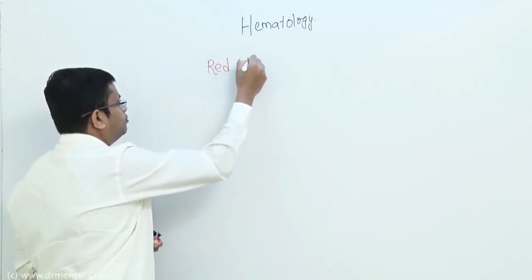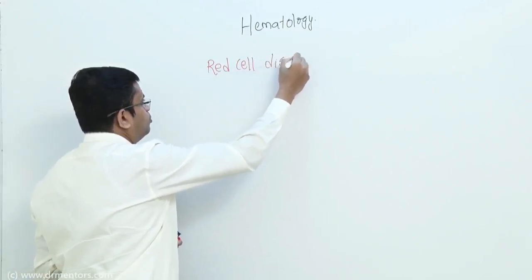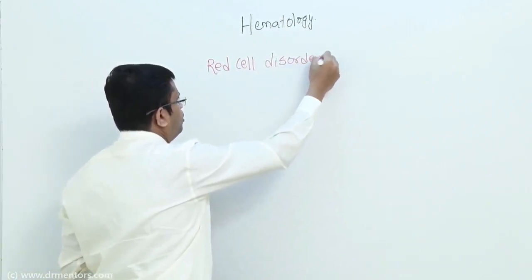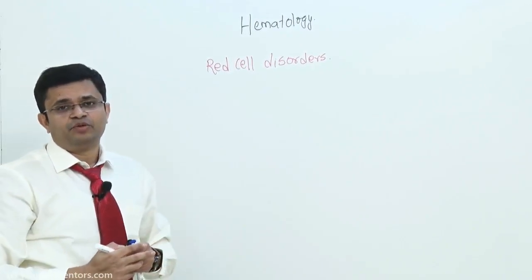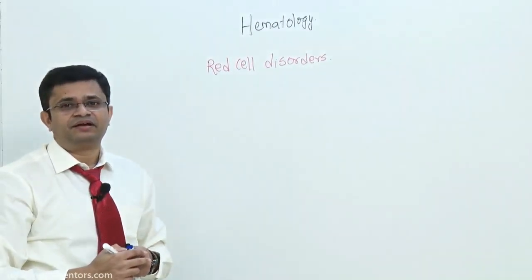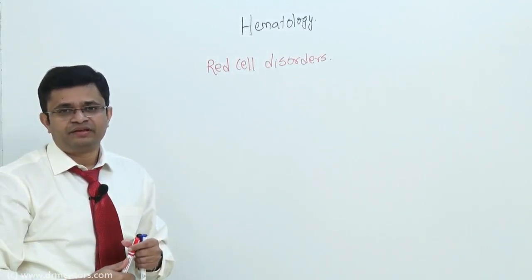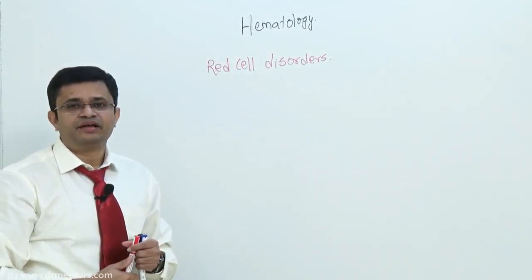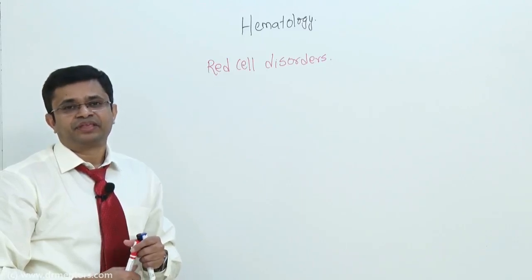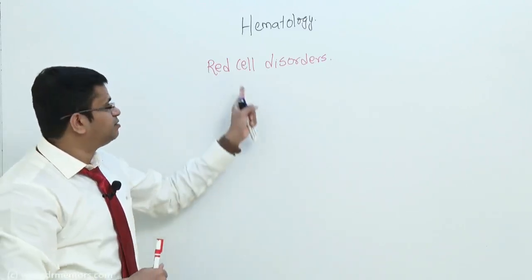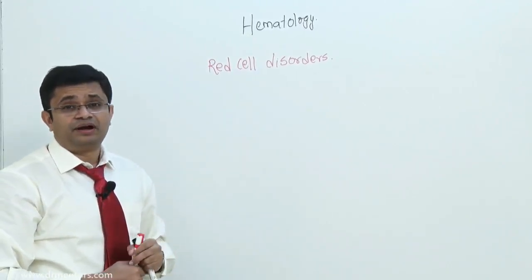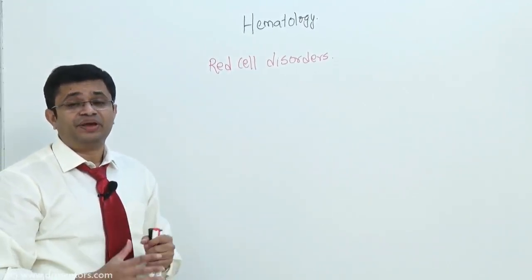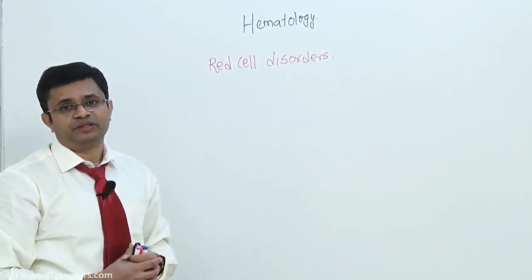Red cell disorders. Probably in this we will cover all the topics, questions, what you will get in the exams from the various anemias and the hemoglobinopathies, and also from the various disorders of the red cells as such. So we'll cover these red cell disorders in detail, and I will also give a brief session on the various abnormal morphological changes in the peripheral smear.